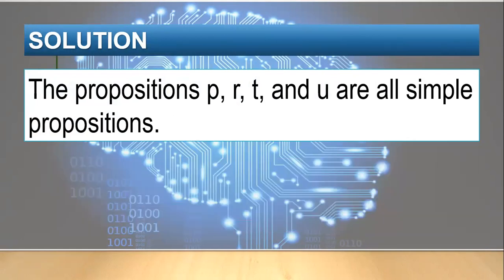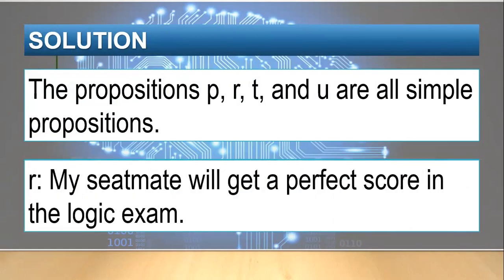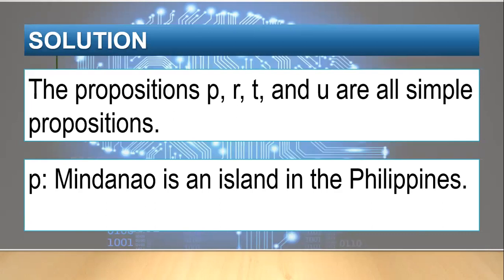The propositions P, R, T, and U are simple propositions. If we remember, we have proposition P earlier: Mindanao is an island in the Philippines. That is a simple proposition since we cannot break this down into smaller sentences, or split it to make two sentences. It is just one sentence.